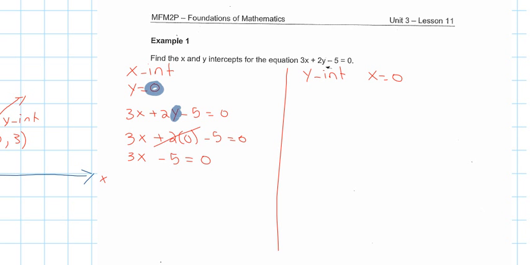Now to isolate for x, what do I do? So I have 3x minus 5 equals 0. To isolate for that x, what do I do? Take negative 5 to the other side, it becomes plus 5. And then divide by 3. So x equals 5 over 3.